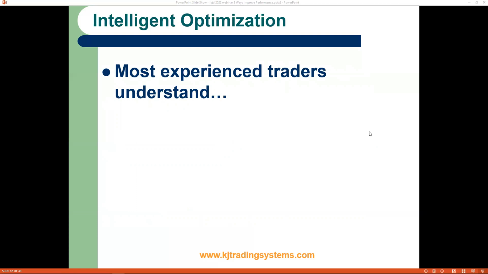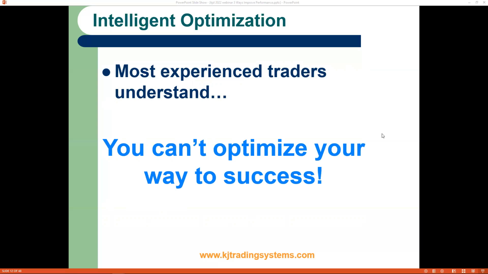Okay. What it stands for is intelligent optimization. So right there, that should tip you off on how I view optimization. One, I don't say no optimization, right? So I'm saying you can do it. You just have to be intelligent about it. And I think experienced traders really understand this, and they try to minimize it because they realize you can't optimize your way to success.